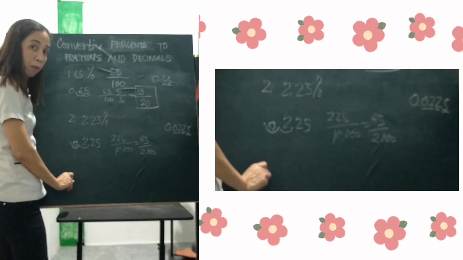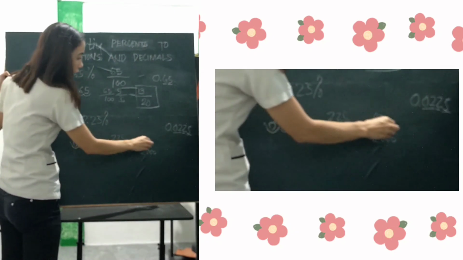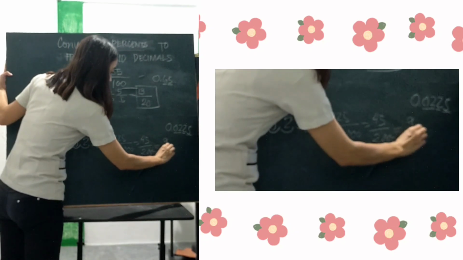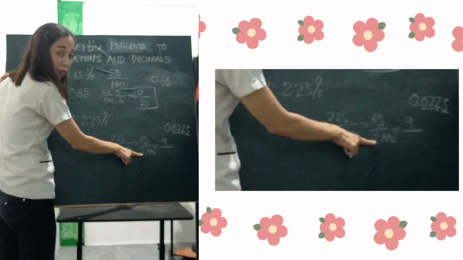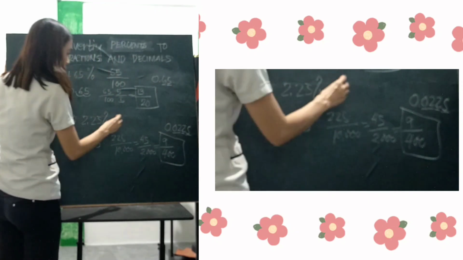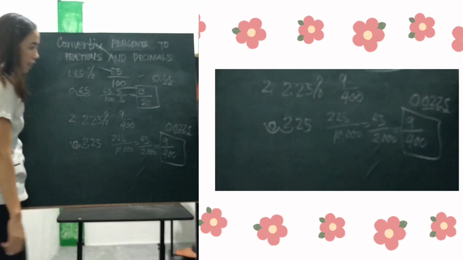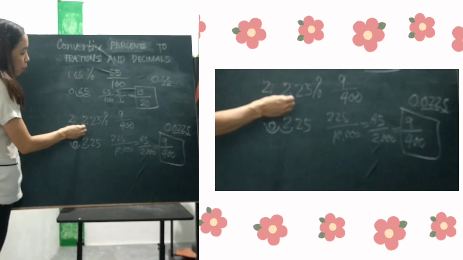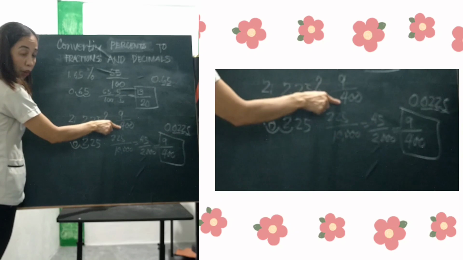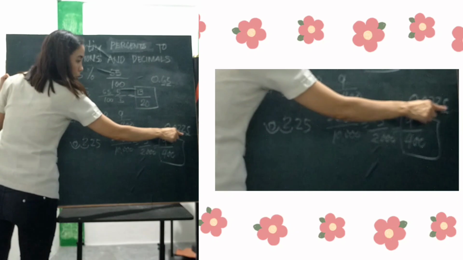Is this divisible again by 5? Of course, yes. So, we will divide it by 5 again. This is 45 divided by 5 is 9. And 2,000 divided by 5 is 400. So, the answer is 9 over 400. Okay? Meaning, 2.25%, if we convert it into fraction, that is 9 over 400. And if we convert it into decimal, that is 0.0225.